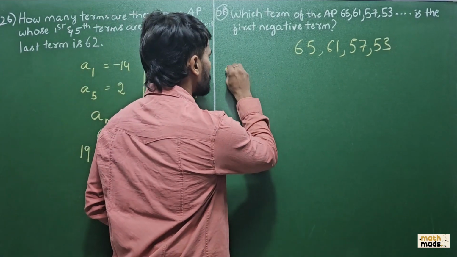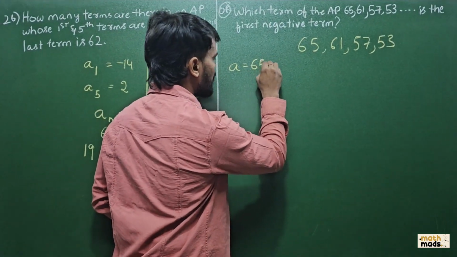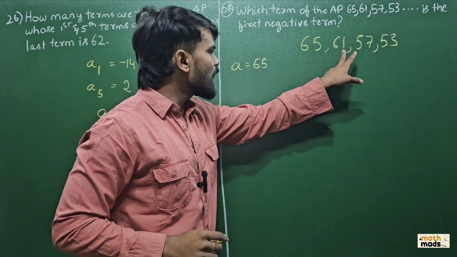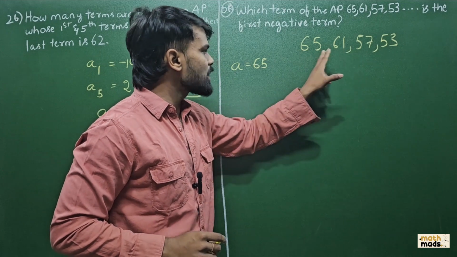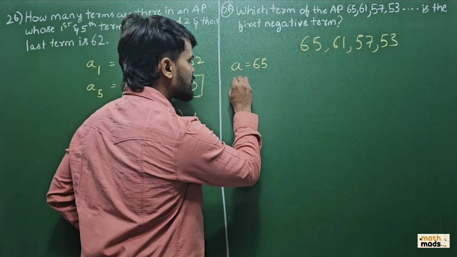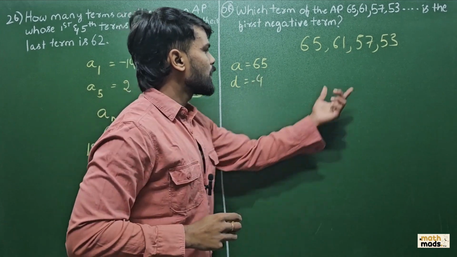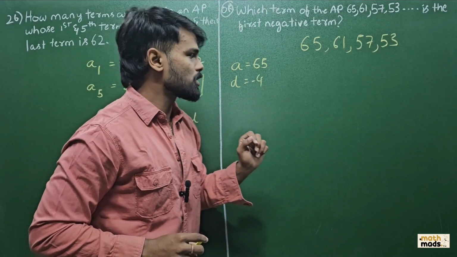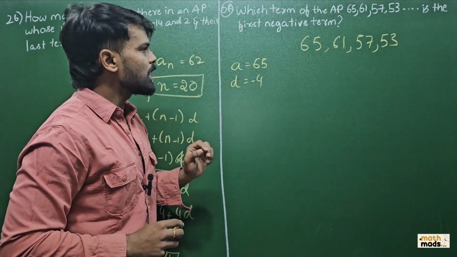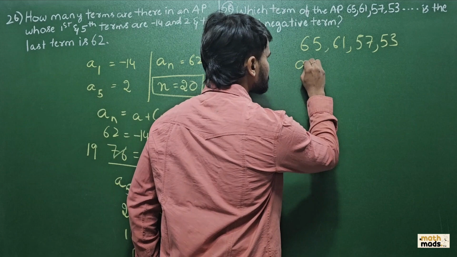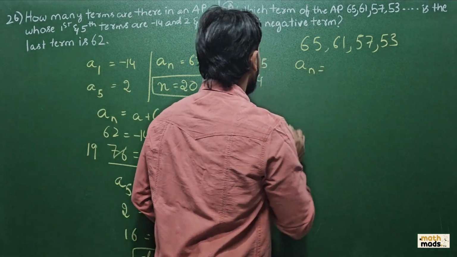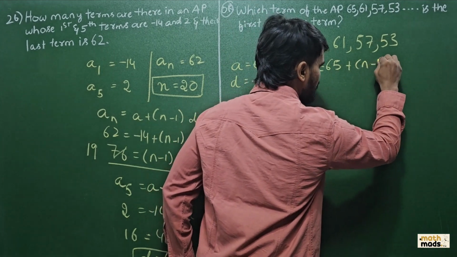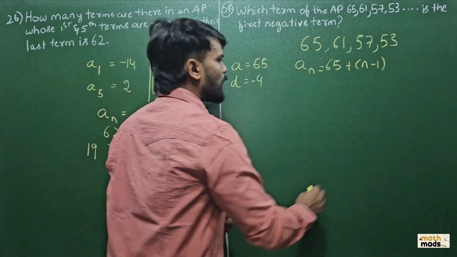What is the first term here? It is 65. Can you tell me what the common difference is here? What is D here? 65 and 61. Okay, A2 minus A1 is minus 4. So the common difference here is minus 4. Correct? Check with the second and third term also: 57 minus 61 is minus 4. The same applies here also. So you know what A is, you know what D is. Let's substitute in the general form. AN is equal to A, which is 65, plus N minus 1 into your D, which is minus 4.